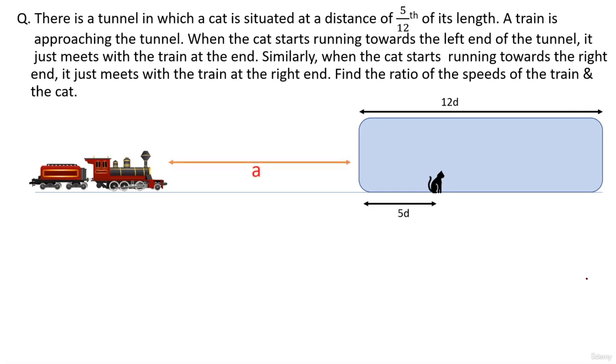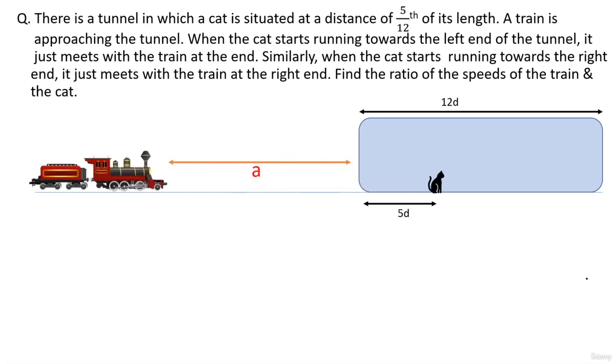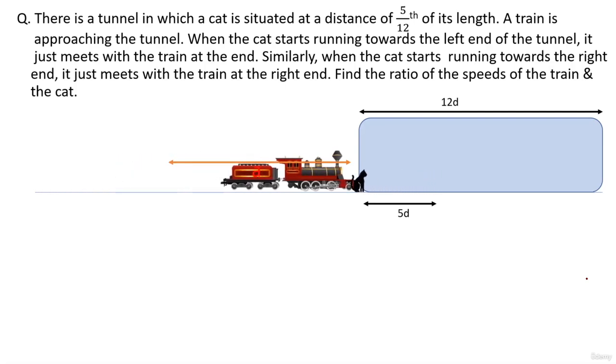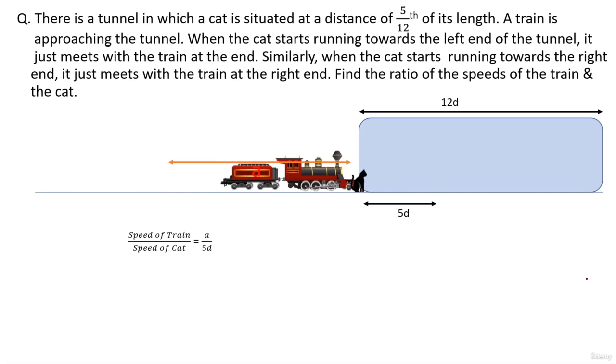Assuming the distance of the train from the tunnel as a, the cat and the train reach the left end of the tunnel at the same time. See, they are both moving towards the left end of the tunnel, and when the cat reaches that point, the train also reaches the same point, right? So what do we observe? The time for both the journeys is the same. Whenever time is the same, we know that the speed is directly proportional to the distance. So the speeds of the train and the cat are proportional to the distances they have traveled respectively. The train travels a units, and the cat travels 5d units. So the ratio is a by 5d.